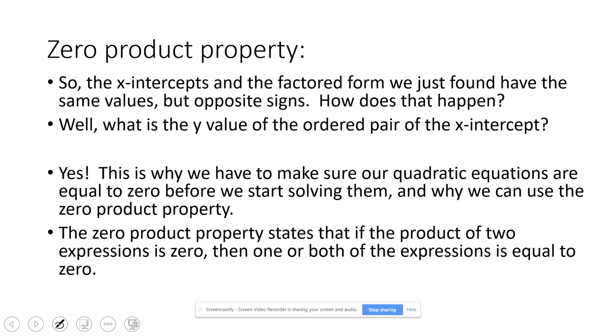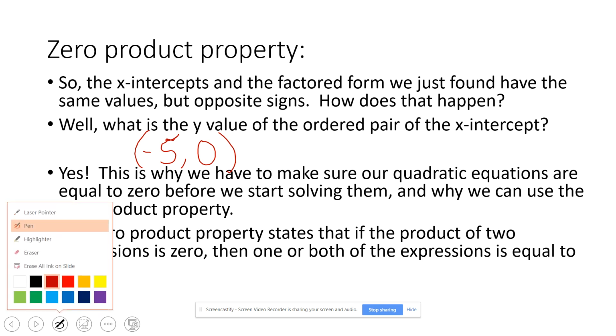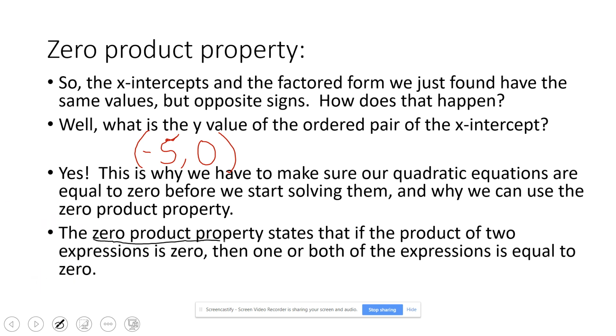The reason why is when I look at the y value of one of our x-intercepts, for example, at the -5, our y value is 0. And that's going to be the case every single time that we have an x-intercept. And so we use something called the zero product property, meaning that if any one of our expressions is 0, then the whole thing is equal to 0. And this is what we're going to use to solve using factored form.